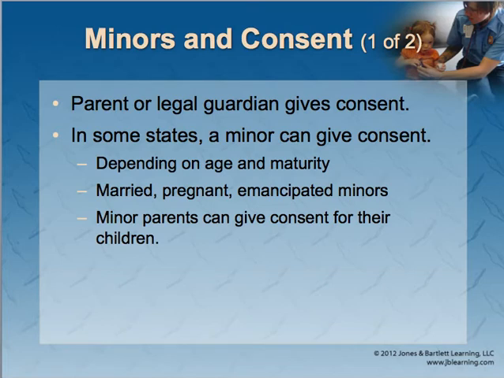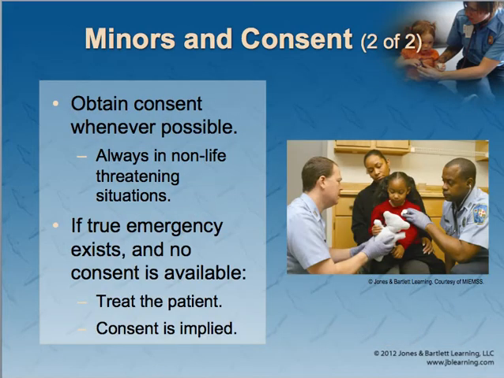So what about children? Parents or legal guardians will give consent for children. So if you have a child there, you need to get the consent from the parent. In some states, a minor can give consent depending on the age of maturity, whatever the age of maturity is. If they're married, pregnant, or emancipated, they may be able to. And minor parents can give consent for their children as well. So those are some situations where minors can give consent. It gets hairy, and sometimes you may want to make sure you document very well the entire circumstances.